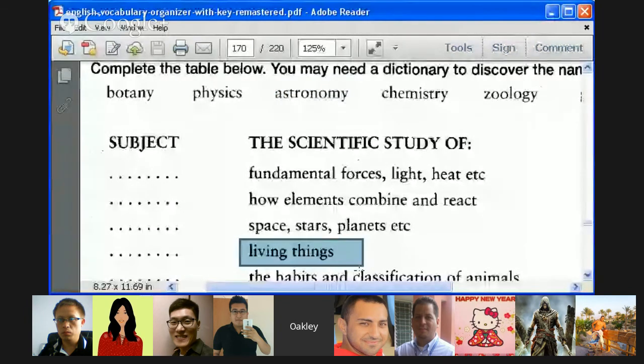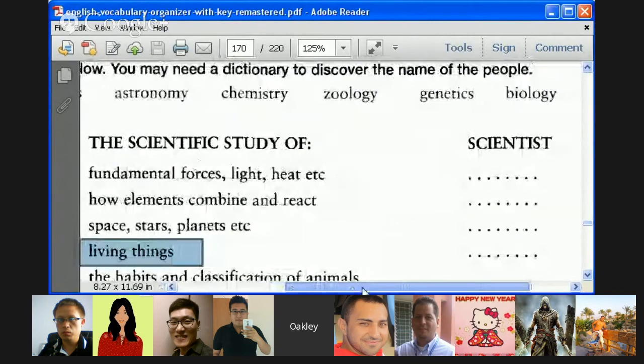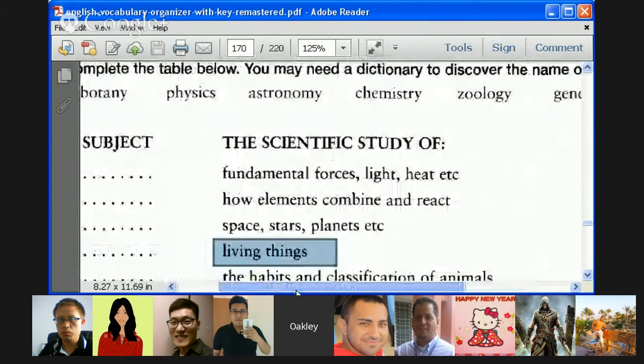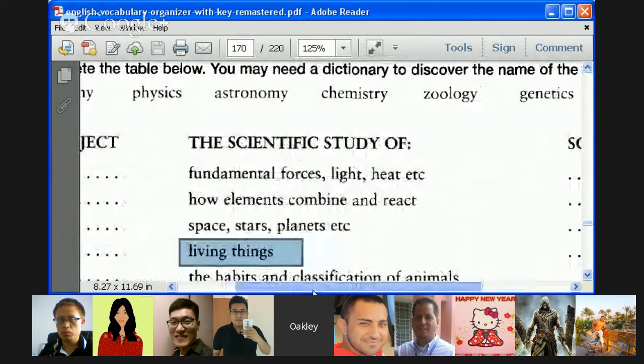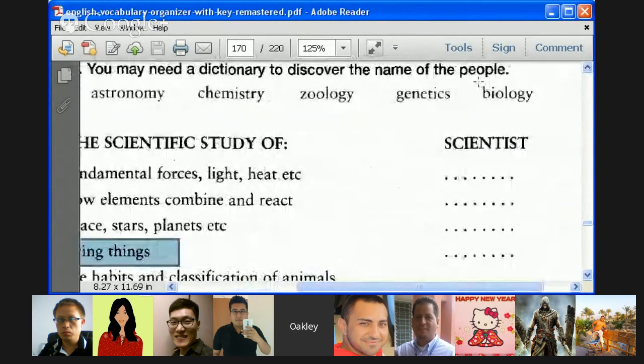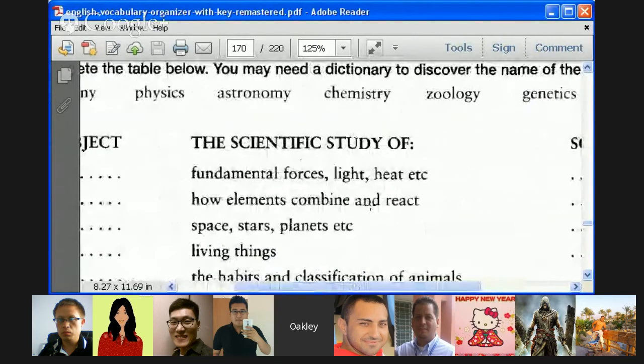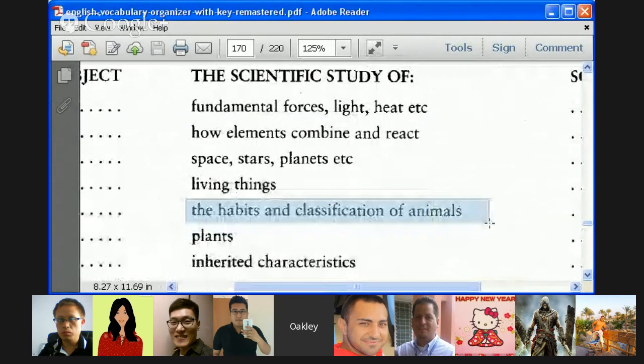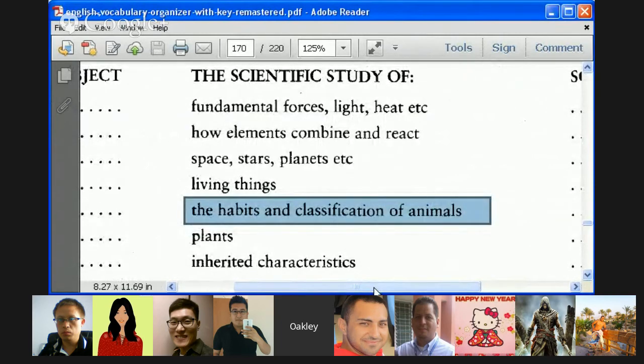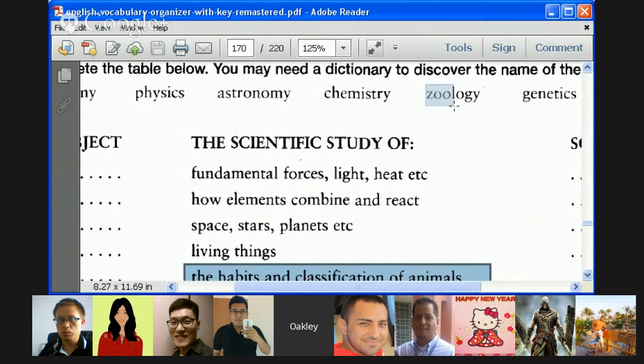Okay. Next one, Ali. Ali, are you there? Yeah. Okay. I think it may be biology. Living things. Okay. All living things. Biology. Very good. Good call. Because now we have specific kinds of living things. Heidi? The habitat and classification of animals, zoology. I see the word zoo here, the root word. Yes, you are correct. Zoology. Animals.